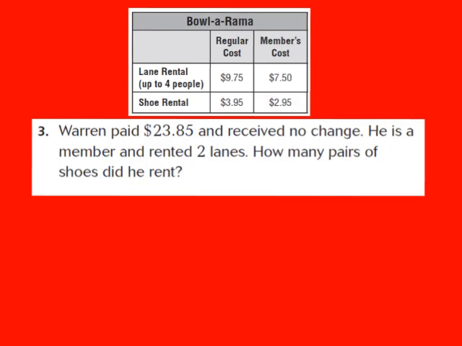Now, let's take a look at question number 3. Question 3 says, Warren paid $23.85 and received no change. He is a member and rented 2 lanes. How many pairs of shoes did he rent?